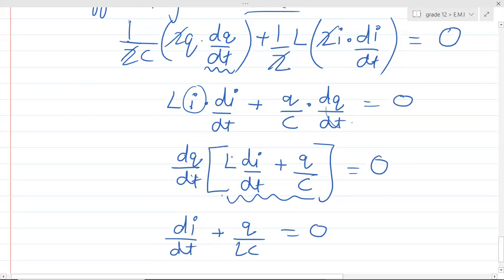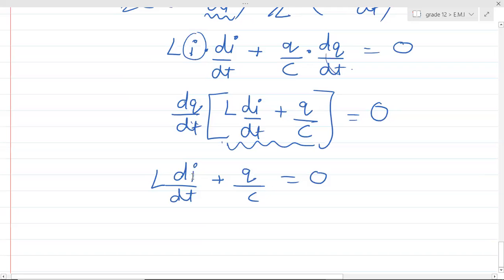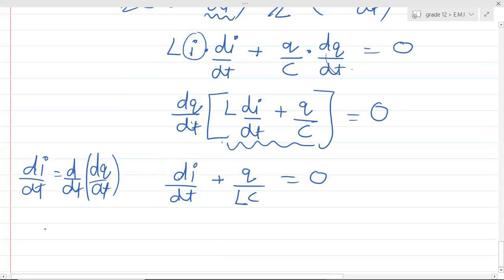Sir, why have you sent this L into the denominator? I have not sent it to the denominator. I divided the whole equation with L. When I divide the whole equation with L, that L and this L will get cancelled out, and there will be one more L in the denominator over here. Now can you see this di by dt? Can I write it as d by dt of dq by dt, or as d2q by dt square?